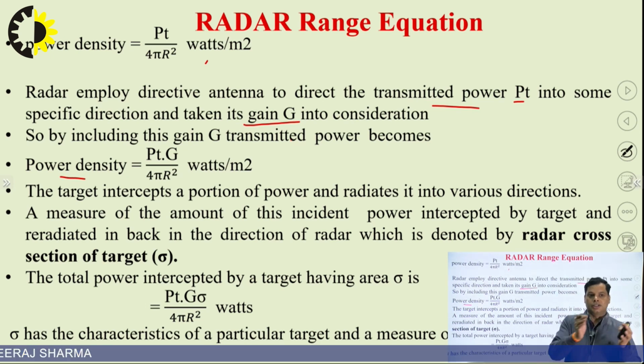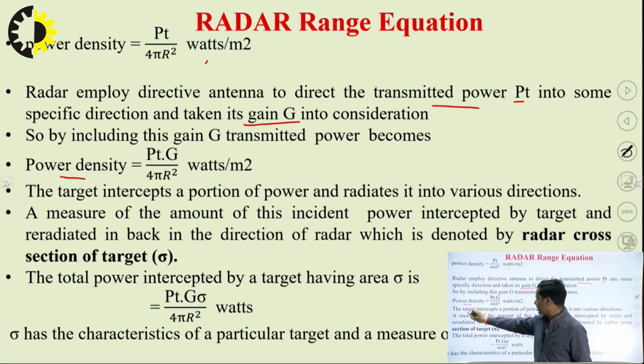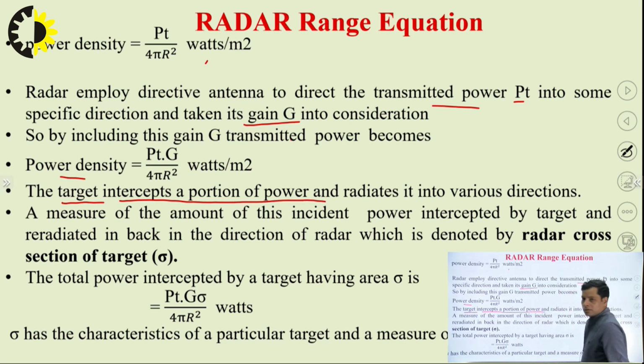Now let's say this power is moving in some specific direction to a distance r. The target available at some distance r from this transmitting antenna will intercept a portion of the power.